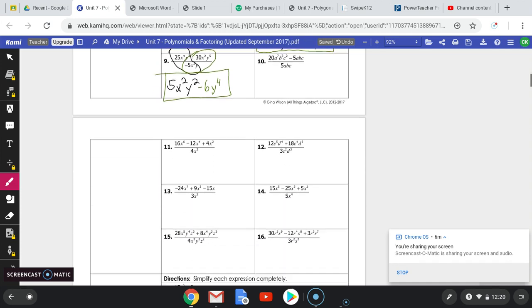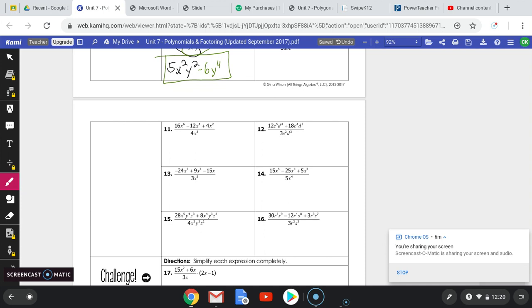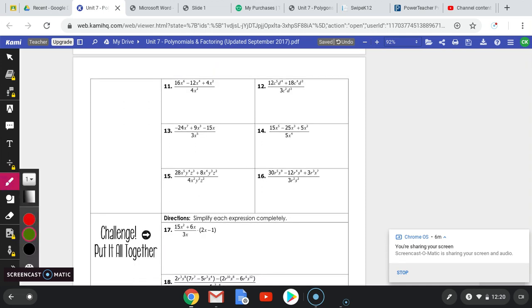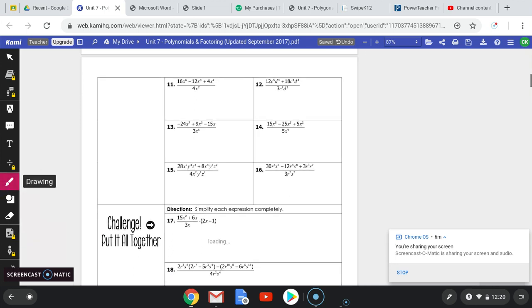All right, let's move on to the next page. Really aren't too many interesting ones here. Let's just look at number 15 just because it looks complicated, but again, really is not. Take this part here and divide. 28 divided by 4 is 7. X to the fifth divided by x squared, 5 minus 2 is x cubed. Y to the fourth divided by y squared, 4 minus 2 is y squared. Z cubed divided by z squared, 3 minus 2 is z.